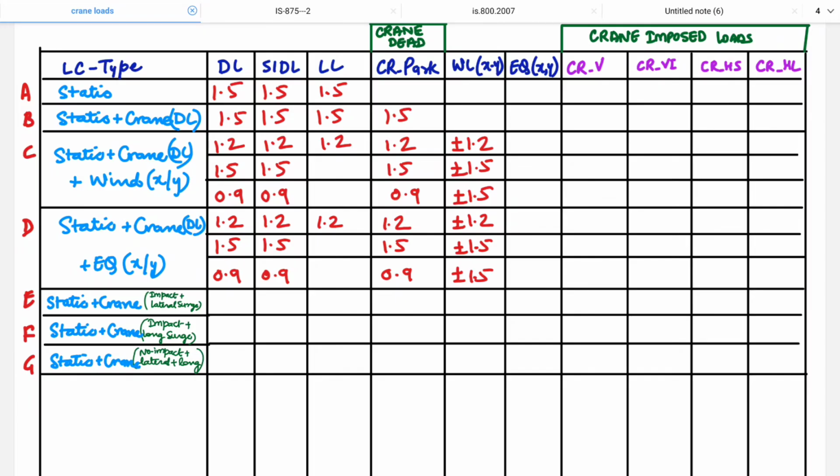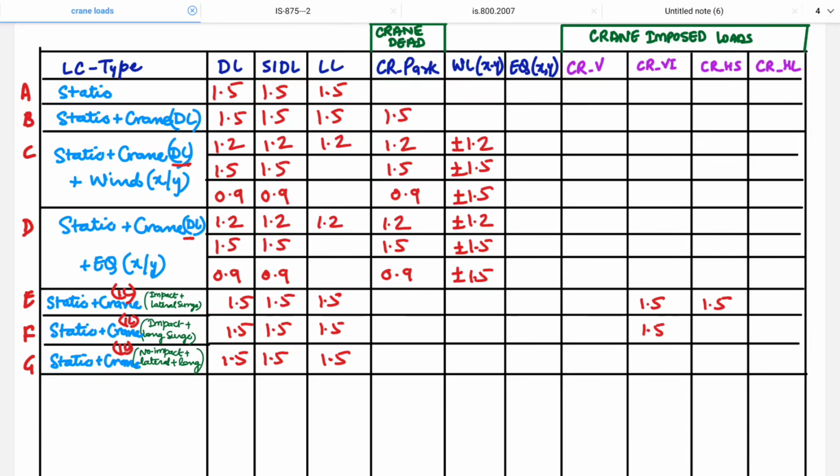Now we are coming to this one. This is imposed load, okay? Here it was a dead load. Here it is imposed load. So for imposed load, these will be 1.5. There is no doubt about it. Now let's come to this side. When we have impact plus lateral surge, we take 1.5 in impact and 1.5 in lateral surge.